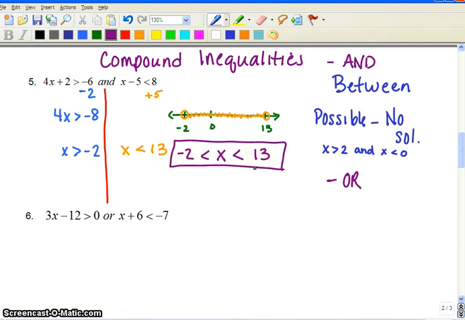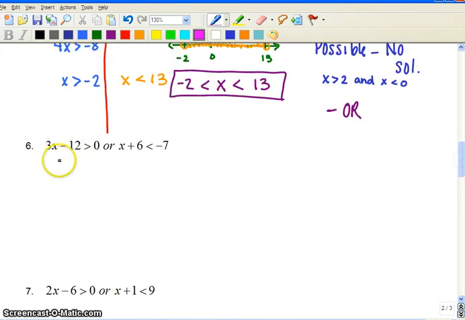All right, so then what is an "or" problem? Same thing. We just want to remember it's "or". So we're going to solve these. 3x is greater than 12. X is greater than 4. Or x will be, we're going to subtract 6, less than negative 13.